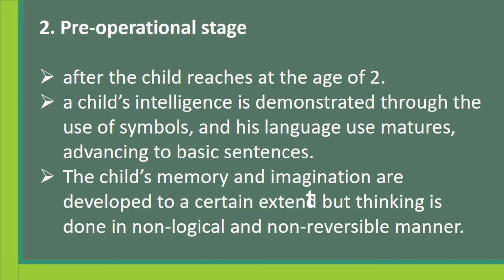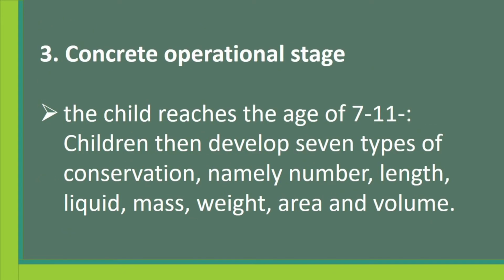Pre-operational stage follows after the child reaches the age of 2. During that stage, a child's intelligence is demonstrated through the use of symbols, and his language use matures, advancing to basic sentences. The child's memory and imagination are developed to a certain extent, but thinking is done in a non-logical and non-reversible manner. The following stage is the concrete operational stage, where the child reaches the age of 7 to 11.